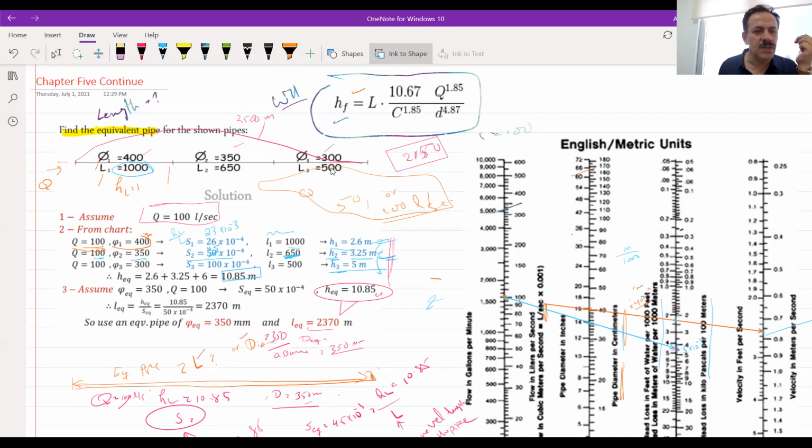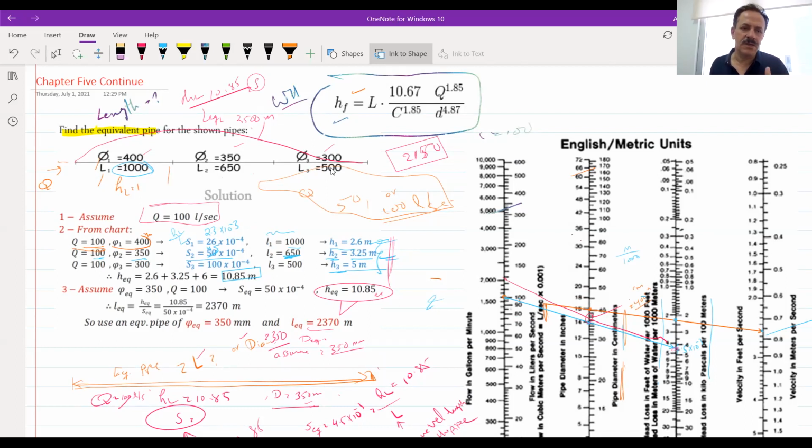That means you assume the length of the equivalent pipe equal to 2,500. You have the head losses, how much it should be. It will be 10.85 meters. So you have 10.85 meters of head loss, and you have the length, then I will get the S. Now, if you have the S and you have the flow, then you connect between them and you will get the best fit diameter for that equivalent pipe. Here's the method.